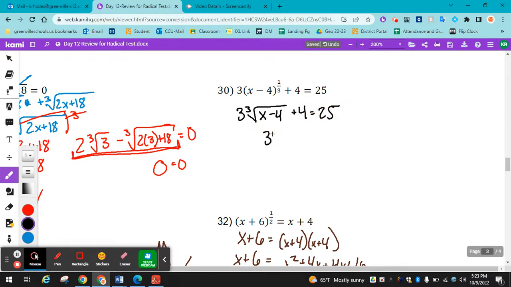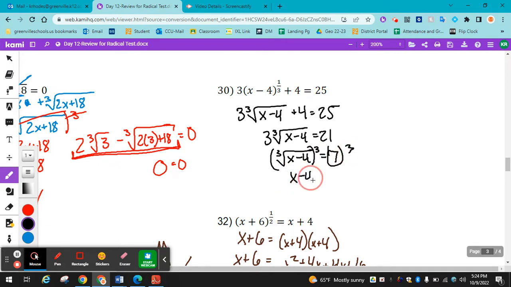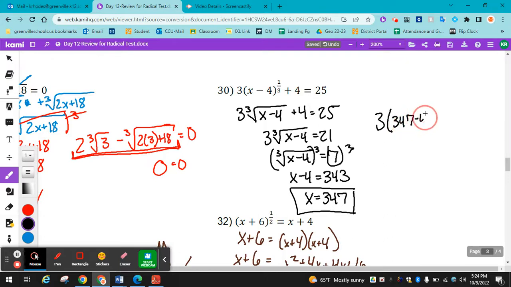Subtract over 4. 21. Divide over by 3. Cube both sides. 7 times 7 times 7 is 343. Add over 4. 347. Check your answer. Go back and plug it in. 3 parentheses 347 minus 4 to the 1/3 plus 4 equals 25. And it works. 25 equals 25.